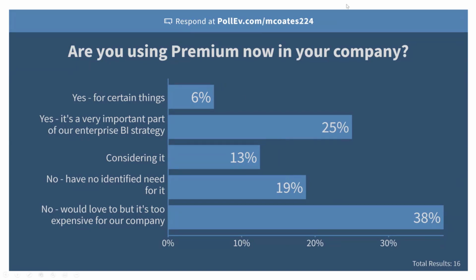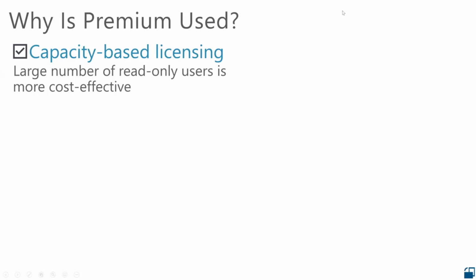Okay, thanks. So let me just real quickly go through why it is that we think about using Premium. The first use case is that you've got a large number of read-only users, and you don't want to buy a Pro license for all of them. So it can get to be more cost-effective. Usually that rule of thumb is about 500 view-only people.